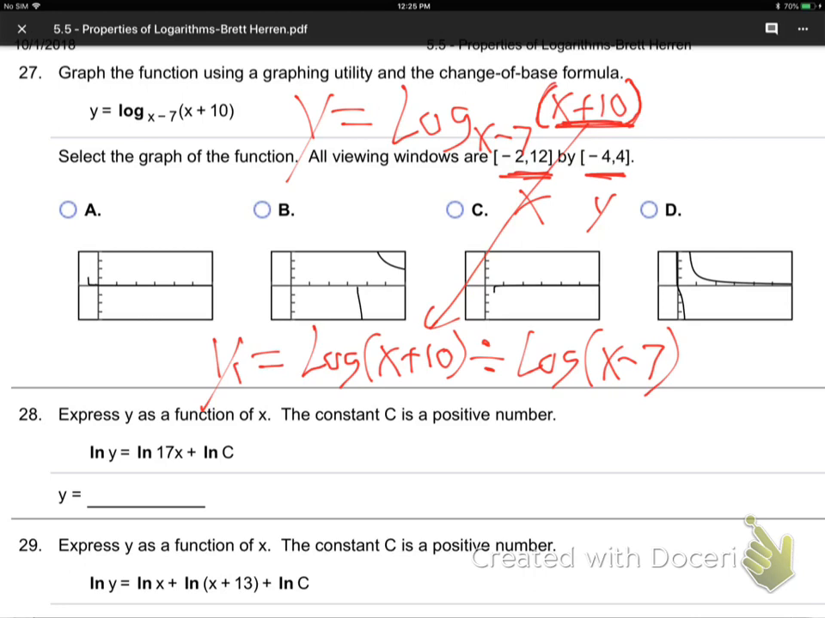I just don't know why you moved it from the base there. When it's a base, isn't it a little lower? Is this x minus 7 lowered down? So what's your question? Why is it to the side now? Why is it not lowered?